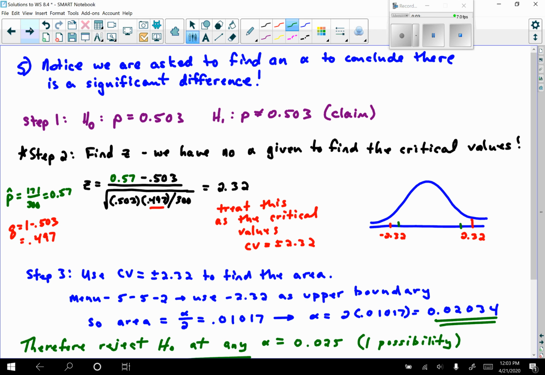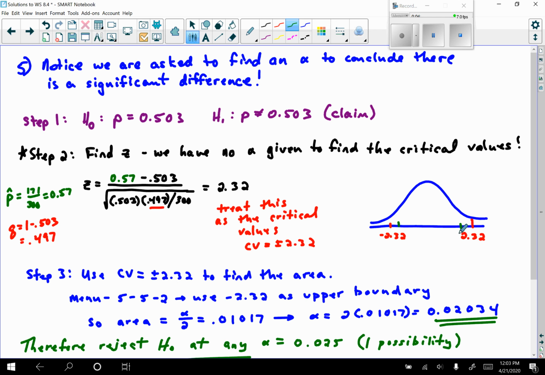So I'm going to find the test value here and then decide, well, if we definitely need to reject the null hypothesis to show that there's a significant difference, we could locate where the critical values are going to be. So I'm using the test value here. Notice I calculated p hat and q, and it turns out that the test value is 2.32.